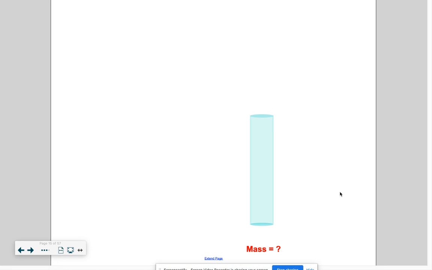We knew what the mass of the cylinder was. We knew what the mass of the cylinder with the water was. How do we go ahead and calculate the mass of just the water itself? Okay, pause the video, make sure you know how to answer this on your own right now, and then come back and play to get the answer.